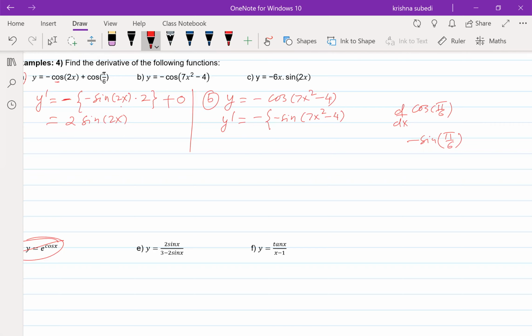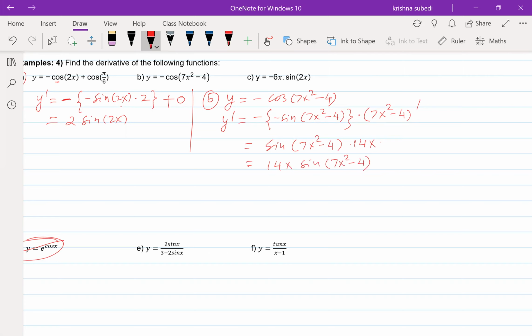You see that using the chain rule. It's a composite function, and when you find the derivative, you need to use the chain rule, and then you need to find the derivative inside. So the derivative of 7x squared minus 4 gives me negative, and negative will be positive sine 7x squared minus 4, and then this is going to be 14x. That's it. So you will get 14x sine 7x squared minus 4. That will be your final answer.